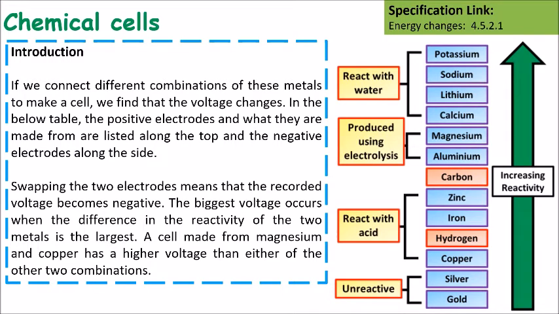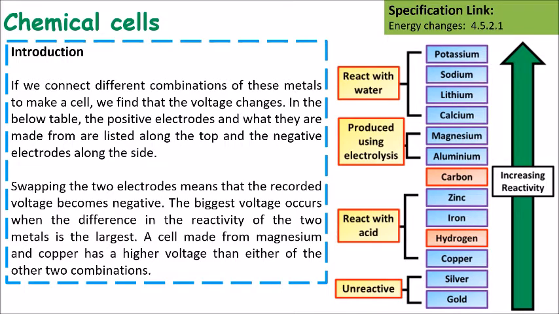So if we connect two different combinations of various metals, we can make a cell. We find that the voltage changes when they're connected together. If we look at the diagram to the left, that shows all the metals that we have in the reactivity series. So by swapping the two electrodes, or at least what they're made out of, we can change the voltage that is being generated.